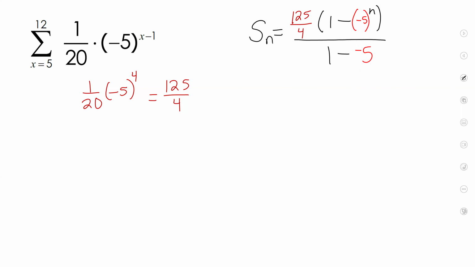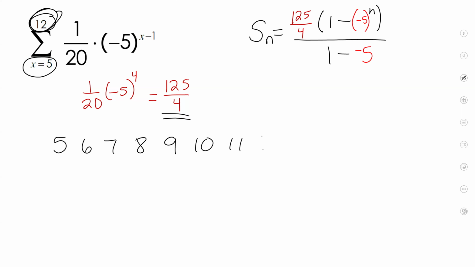8? Okay, let's see. I'm going to do it just the long way. I'm going to be plugging in numbers 5 through 12. We already plugged in 5 and we got this. Next, you would plug in 6, 7, 8, 9, 10, 11, and then finally, you would plug in a 12. That's 1, 2, 3, 4, 5, 6, 7, 8 terms. Okay? So that means my n value is 8.